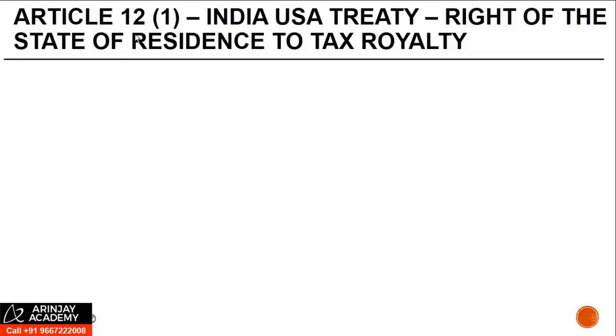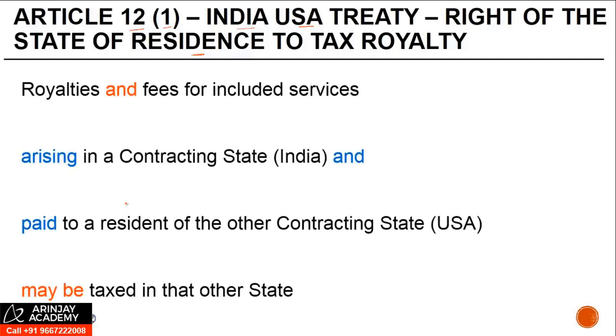Let us look at Article 12, Paragraph 1 of the India-USA Treaty. This deals with the right of the state of residence to tax royalty. So let us think of a situation where a person who's a resident of US is getting some royalty or FTS income from India, right? And in that light, read this particular clause.